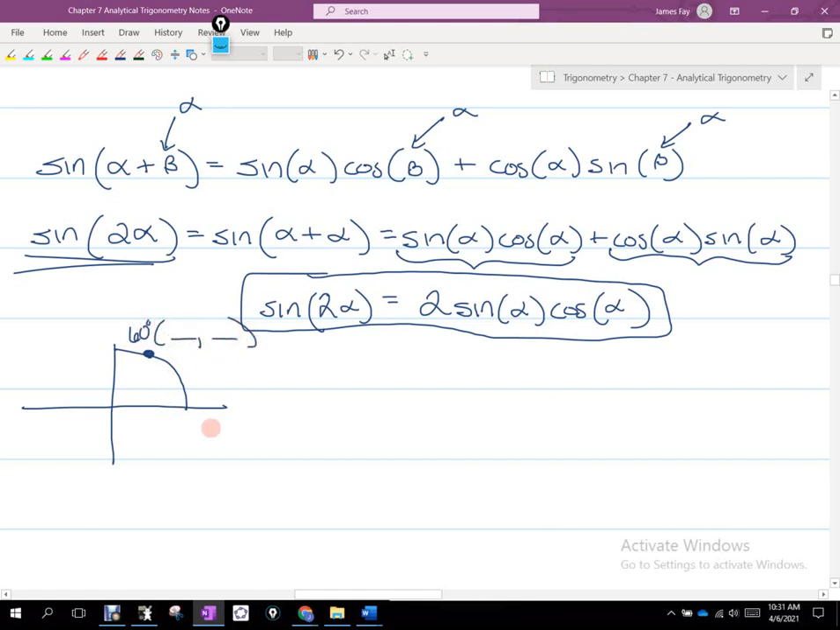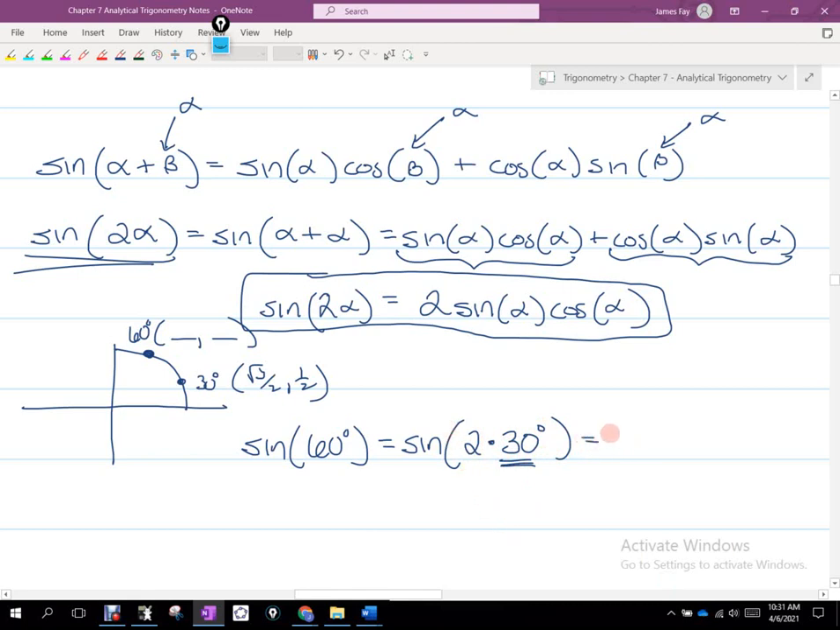And we don't know it. But we do know the ordered pair for cosine and sine of 30 degrees, right? We know that information. Can I say that the sine of 60 degrees can be rewritten as the sine of 2 times 30 degrees, where that 30 now is your alpha? Does that make sense to everybody?